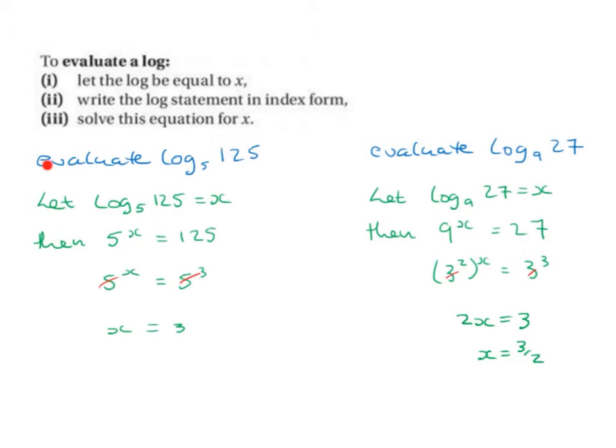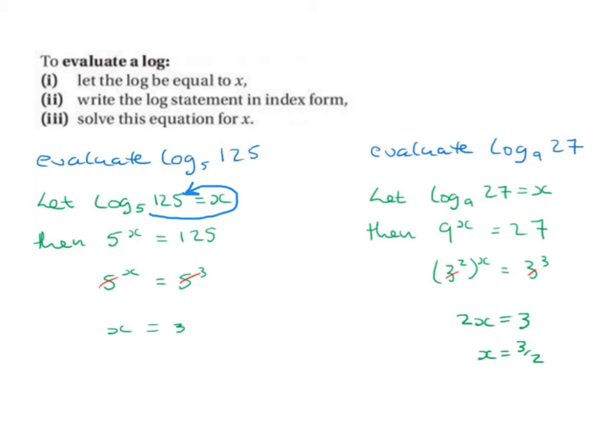Our next example, we want to evaluate log base 5 of 125. So again, we let it equal x, and then we use our scorpion tail method to rewrite it in index form. So starting at the base 5, we wrap our tail around the x, past the equals, and end up at 125. So 5 to the power of x is equal to 125. We're going to rewrite the 125 as a base of 5. It's going to give us 5 to the power of 3. Then we can cancel out our bases, cancel out the 5's, equate the indices, x is equal to 3.